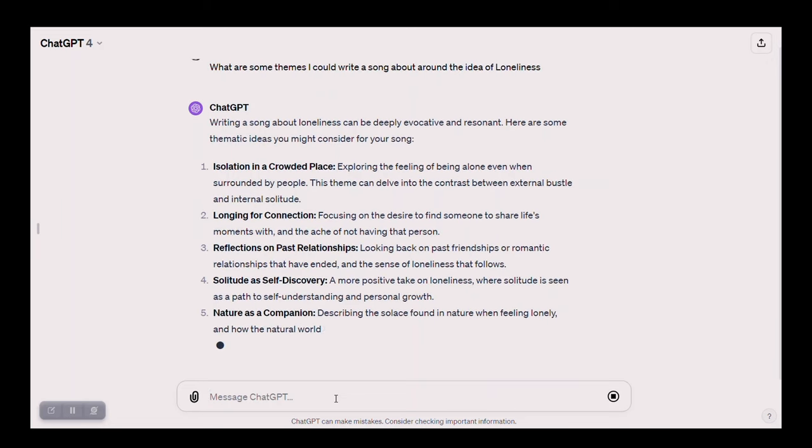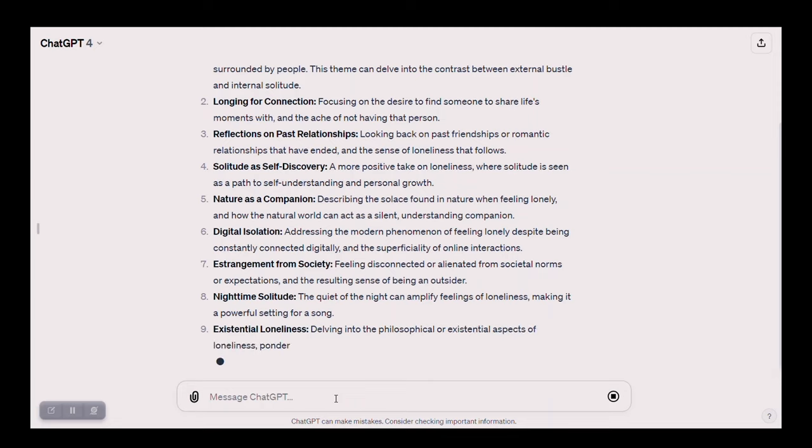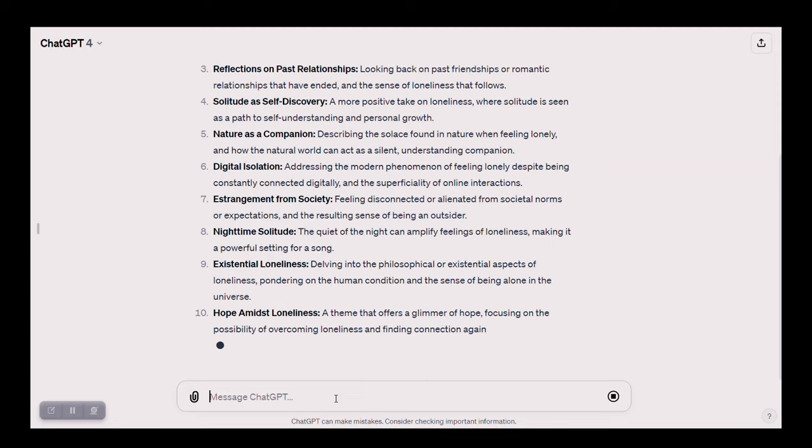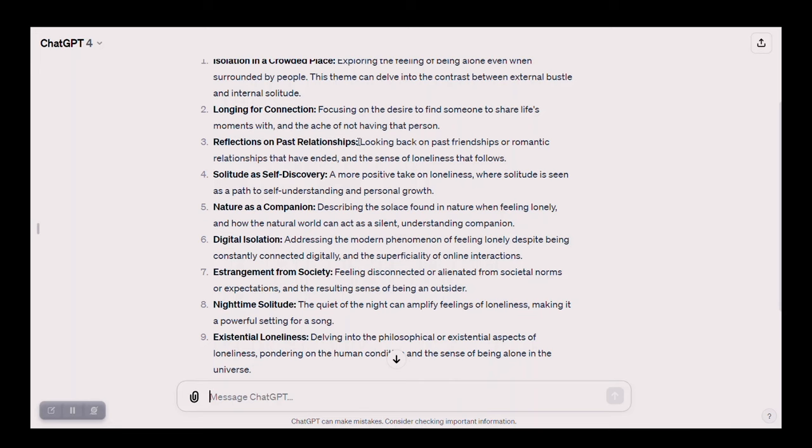Isolation in a crowded place. Yeah, that's true, you'd be surrounded by people and alone. Longing for connection, reflections on past relationships, digital isolation, estrangement from society. I like this one, reflections on past relationships. So looking back on past friendships or romantic relationships that have ended. I love that. Maybe like having lost someone. So I like the idea of writing about someone you have lost.